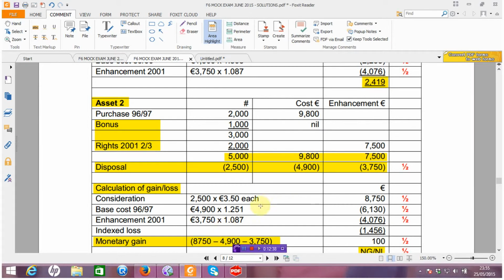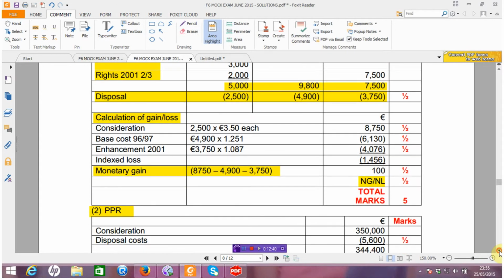Now, they do play a little trick here, and this is something that I would expect, as I've said within classes, to see in the exam, the NGNL trick. In other words, we've got a situation where when we apply the indexation relief, we actually turn what is in fact a monetary gain into an index loss, and we can't do that. So this is one of the restrictions on utilizing indexation relief, and it's tricky in the exam to note that, or to notice it perhaps.